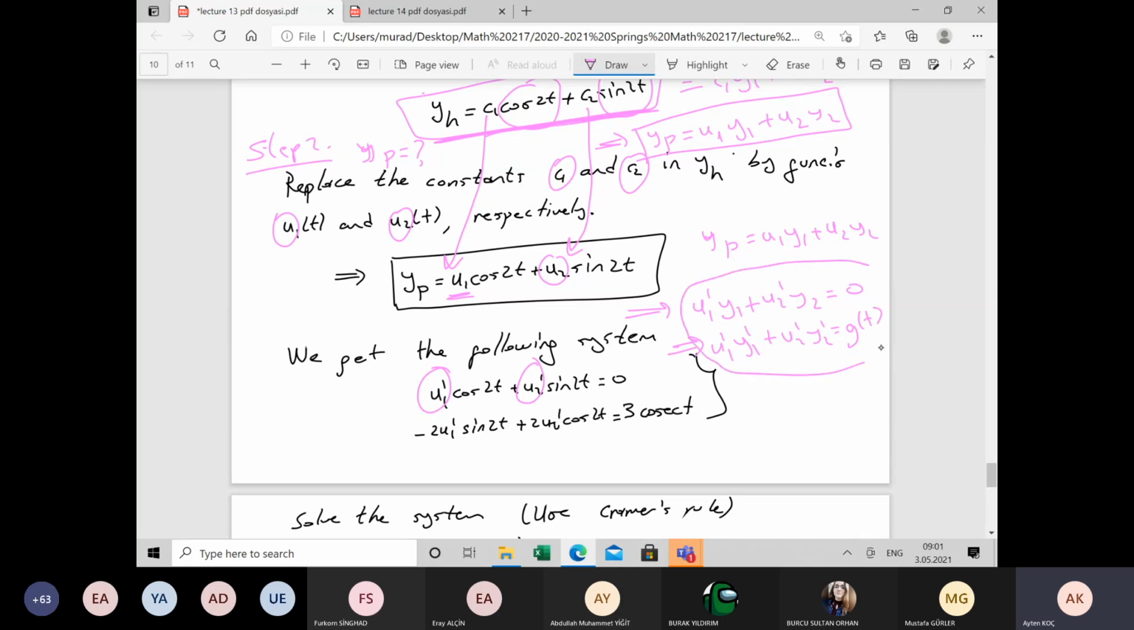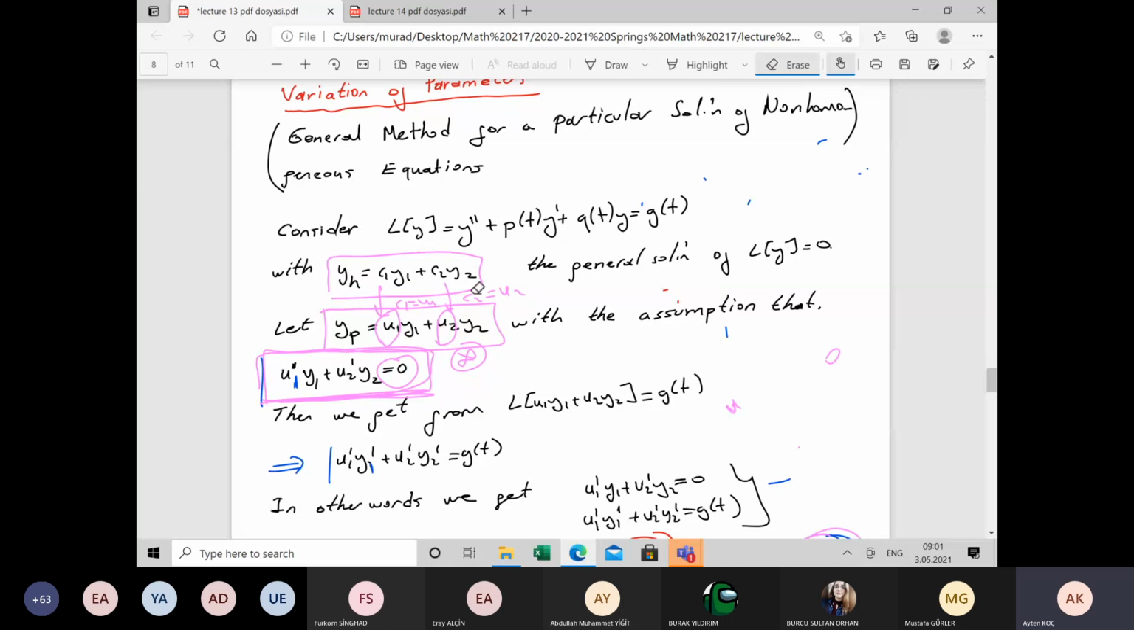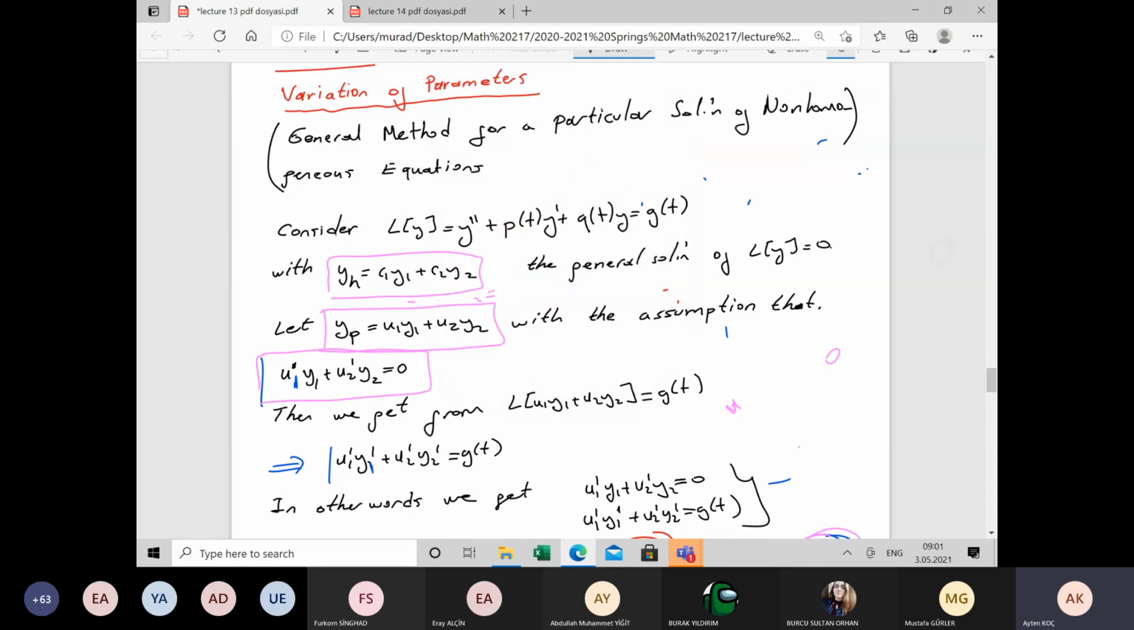Be careful. So we obtain this system. It's okay, but be careful. This one is our system to solve for U1 prime and U2 prime. But our differential equation, let's come back and look at this one. Be careful here. I use a different color, because this is a critical, important point.